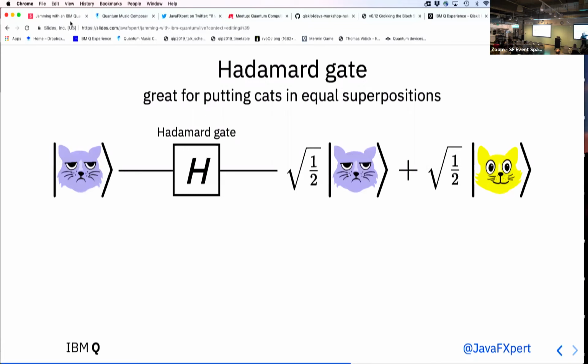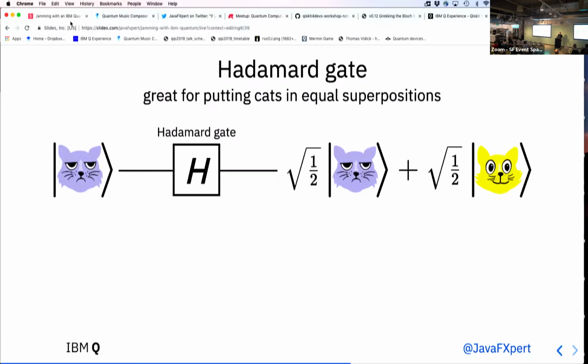grumpy and happy. Notice that the coefficient, or as physicists say, the probability amplitude, is the root of 1/2. Sometimes you see this as 1/√2. It's the same number. It's just a different way of expressing that. Sometimes it's easier to think about just putting the whole thing into the root symbol. So now we have the cats in equal superposition.